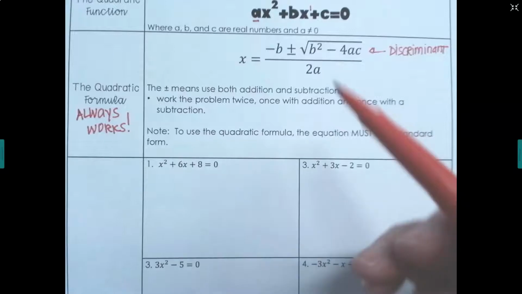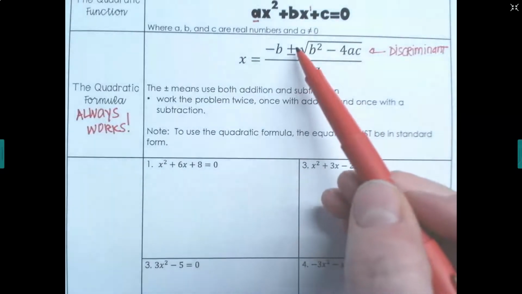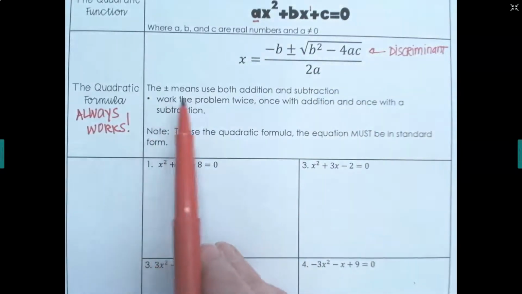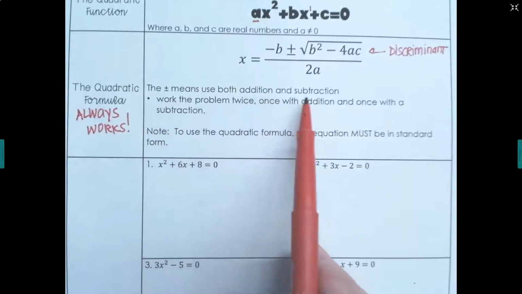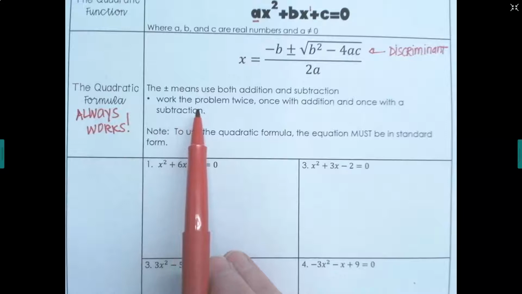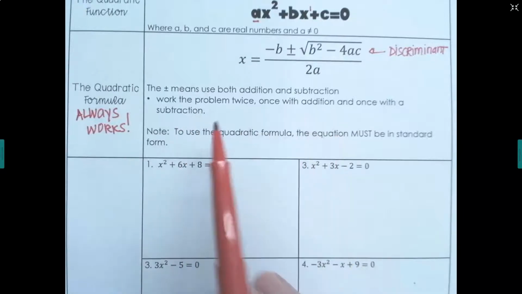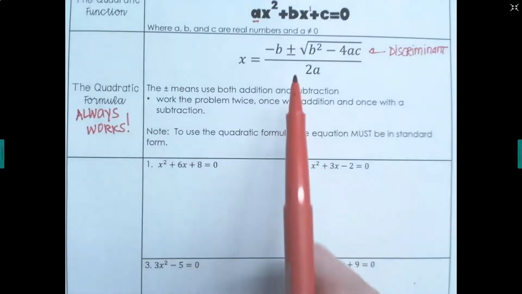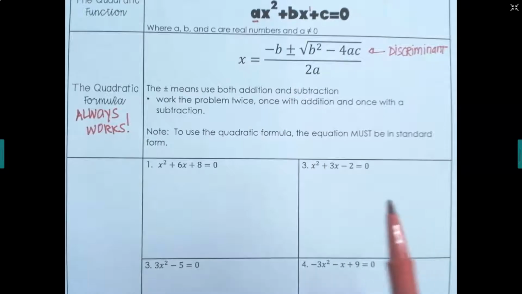Now there's a couple things I want you to take note of here. Right here, this is a plus and a minus. The plus and minus means both addition and subtraction. So that means the problem really gets worked twice, once with addition and once with subtraction. It's a math shortcut when we're putting them together in a formula.